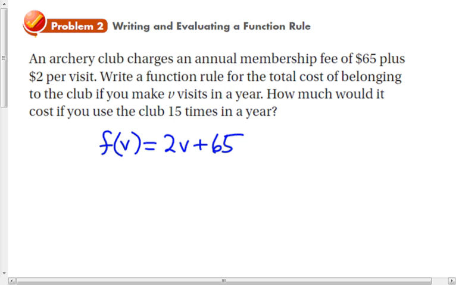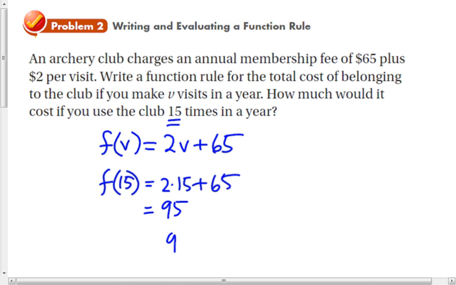And then how much would it cost? You're probably thinking you just do 2 times 15 plus 65, which is correct. In function notation, you would say this. F of 15, and that's just a short way of saying the fee for 15 visits. So F of 15 is equal to 2 times 15 plus 65, which equals 30 plus 65, which is $95. So $95 for 15 visits. All right, you try that.